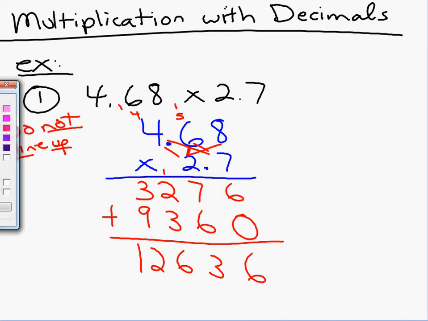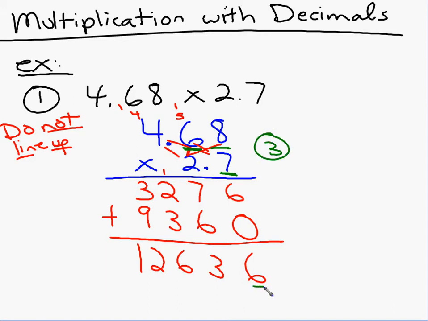Now we need to learn how to deal with the decimal. And it's very simple. Once you do the multiplication part, and I've done all of my adding, all I have to do is look up in the original problem and count how many digits are to the right of the decimal. How many digits are to the right of the decimal in the original? There's 3 of them. So I need 1, 2, 3 to the right of the decimal in my final answer. And that is how you deal with the decimal on a decimal multiplication problem.